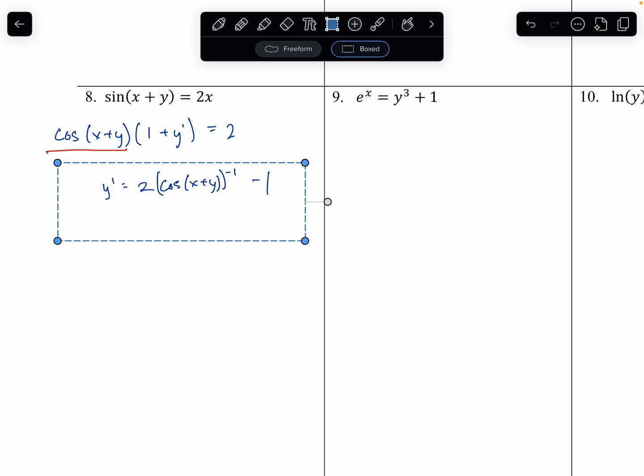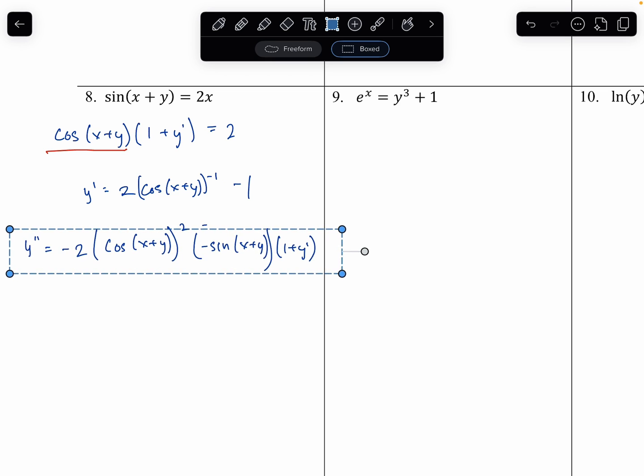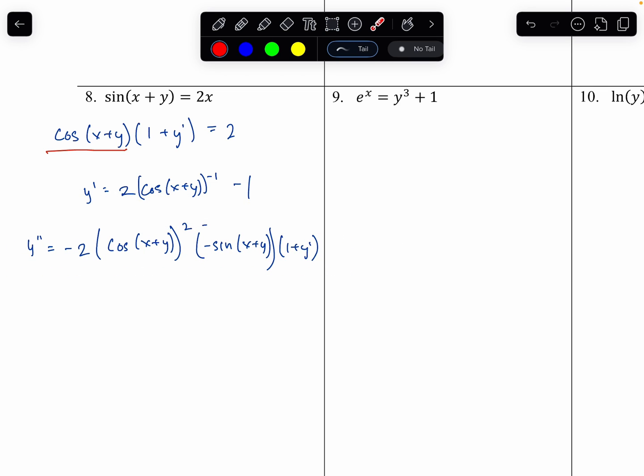And now we'll take the second derivative of this right here, so y double prime. We'll have to use the chain rule. We'll bring down the negative 1, so it's going to be negative 2. We'll have cosine of x plus y to the negative 2. Now I'm going to have to multiply by the derivative of the inside, so I'm going to multiply by negative sine of x plus y. Then I'm going to have to multiply by the derivative of the inside of that, 1 plus y prime. So very nasty derivative. And then I would have to substitute all of this right here for y prime.